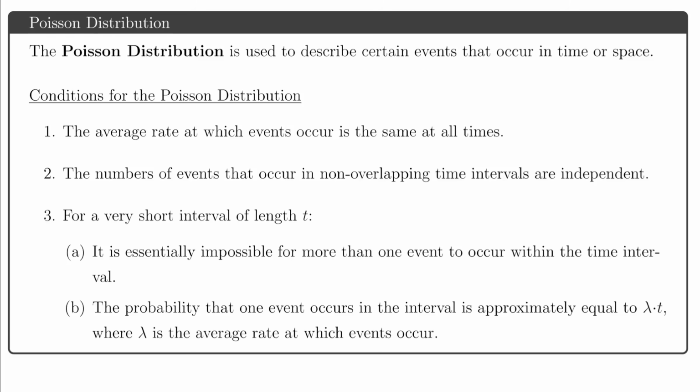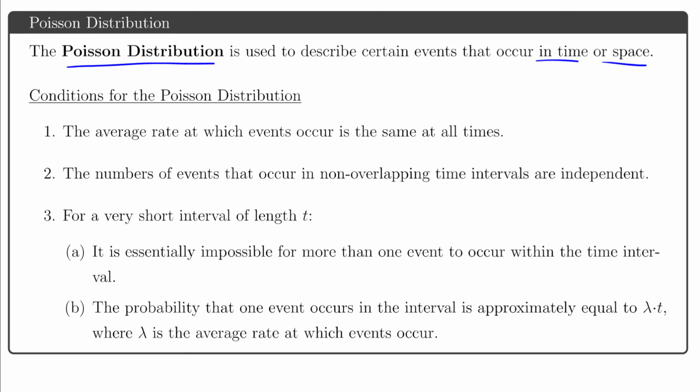In this video, we will discuss the Poisson distribution and some properties associated with it. The main thing that we want to keep in mind between our binomial distribution and the Poisson distribution is that the Poisson distribution is used to describe events that occur in time or space. Now, just as we had conditions for the binomial distribution, we have conditions for the Poisson distribution.